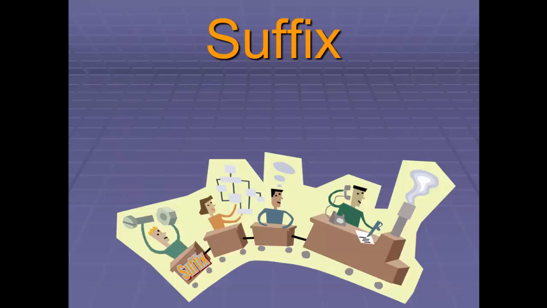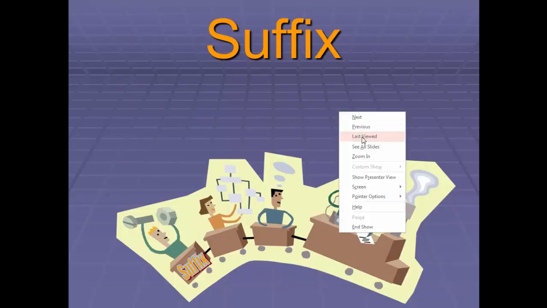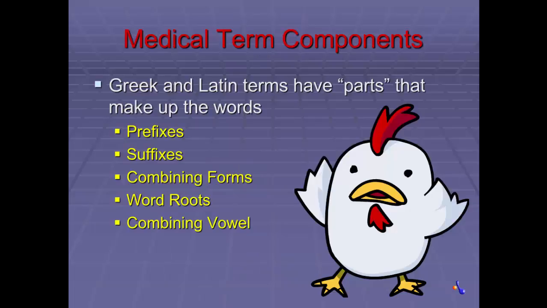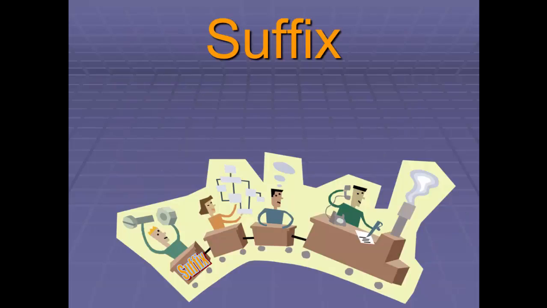The reason why I have the chicken on the slide was because I like these two chicken nuggets. They have pieces, parts that make them up. And so when we take these different word parts and we put them together, they make a compound medical term.